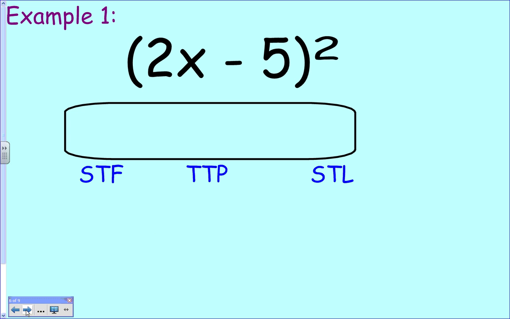Now here's an example. 2x minus 5, quantity squared. The first term is 2x. When you square the first term, you get 4x squared.